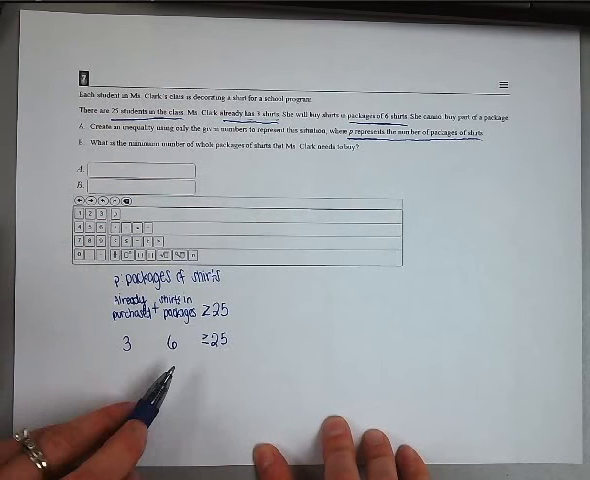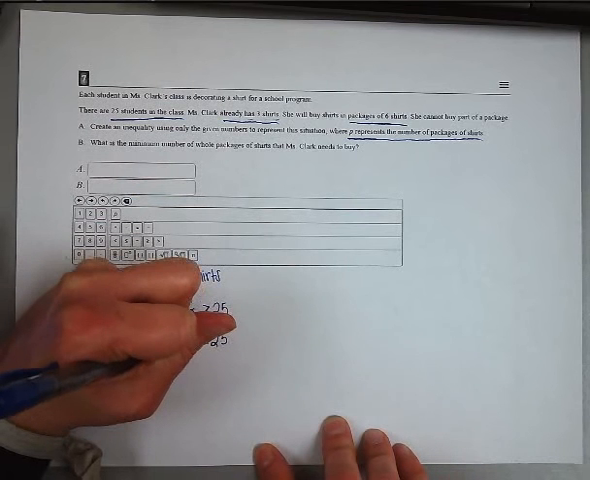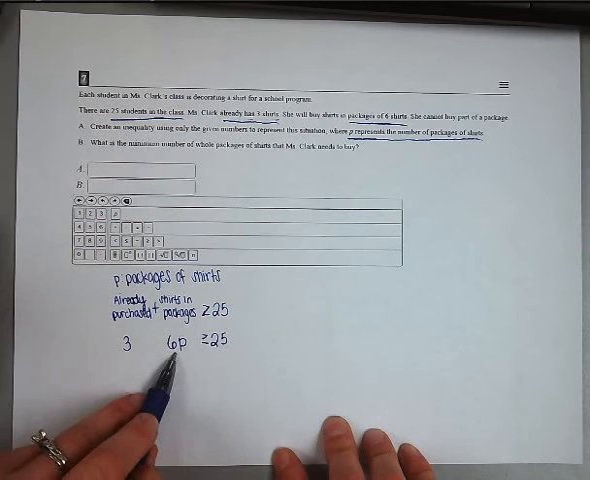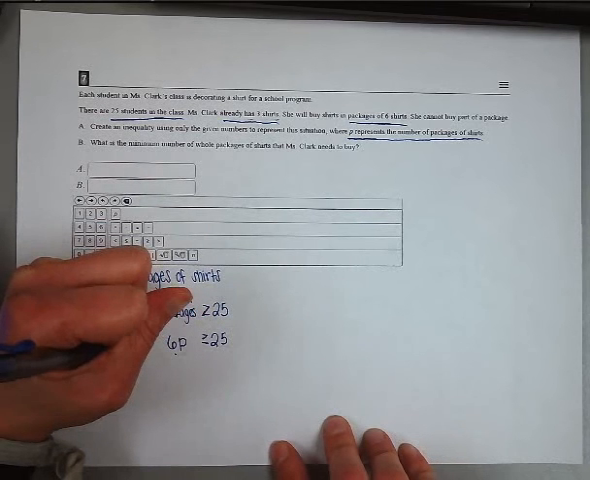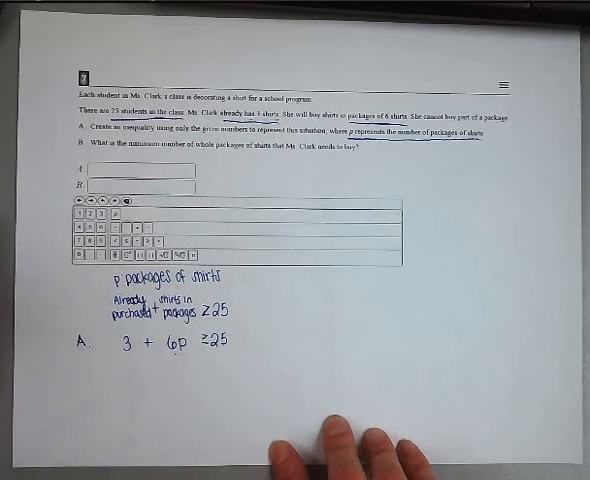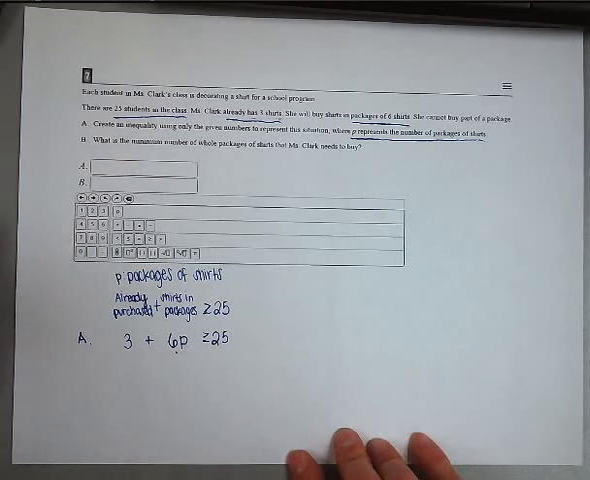So we know that P is going to go next to 6 because we want to multiply the number of shirts in each package by the number of packages that we're buying. And this 3 is the amount that we already have. That's not per package. So our inequality for part A, and the answer that we're looking for, is 3 plus 6P is greater than or equal to 25.